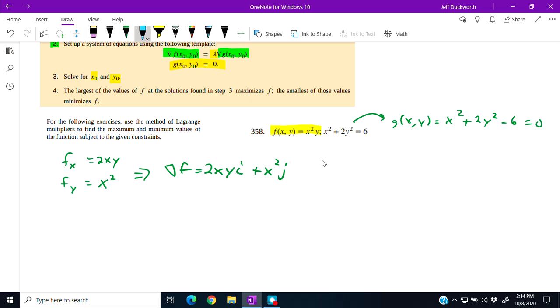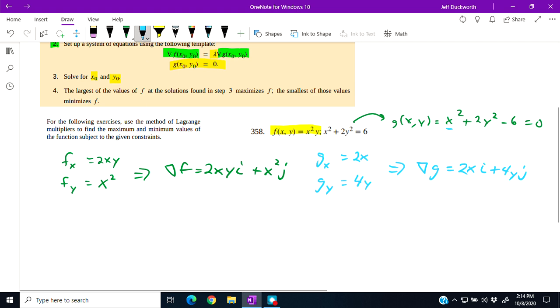Similarly, the derivative of g with respect to x is just going to be 2x. The only part with x is this first part there. And similarly, g_y will be 4y. And this means our gradient for g is equal to 2x i plus 4y j. All right, so we have that information.